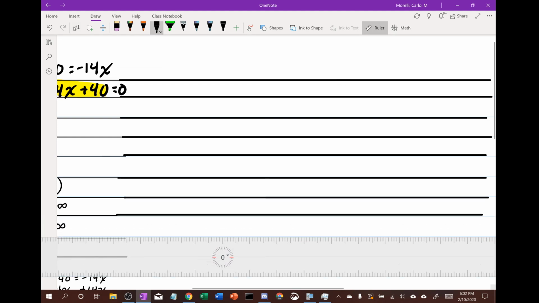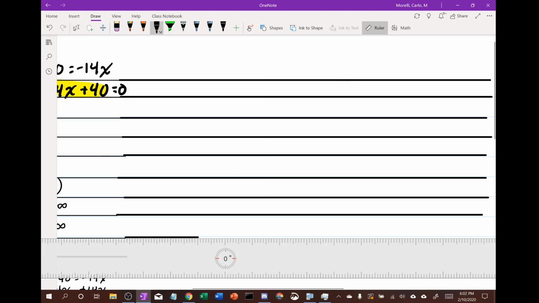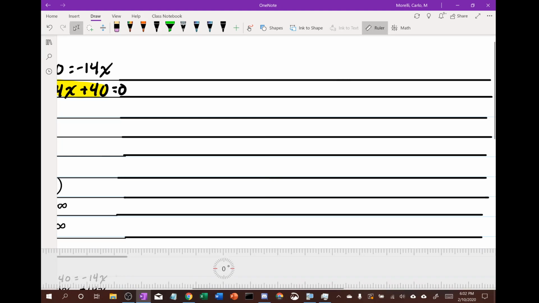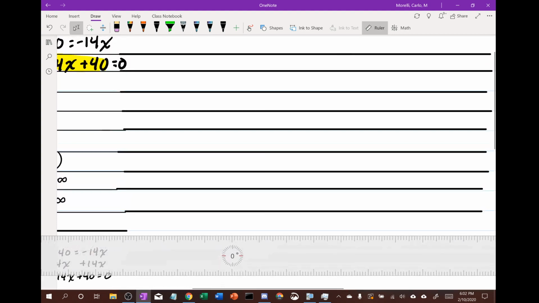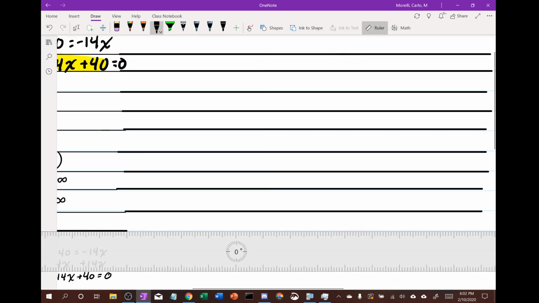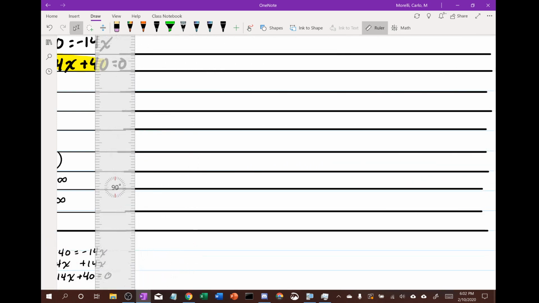Okay. So, almost done getting these lines set up. All right. Let's get that vertical drawn. And then we'll be good to go.